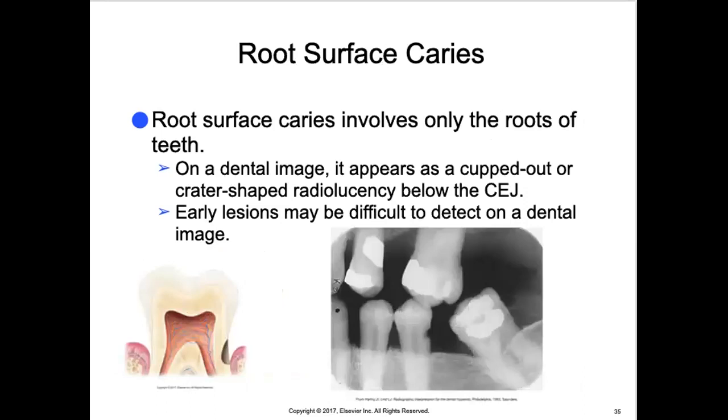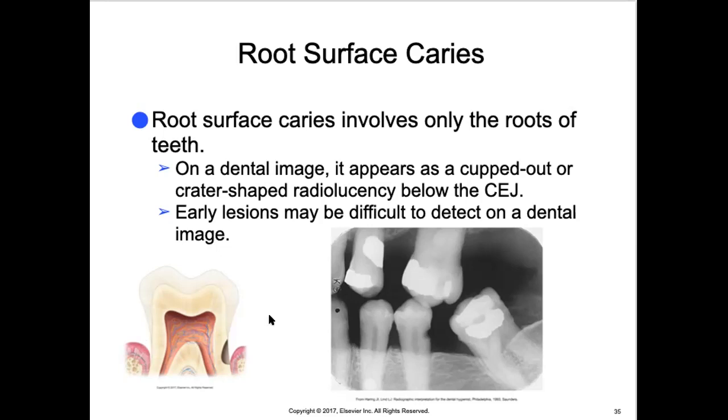Root surface caries involves only the roots of the teeth. On the dental image, it appears as a cupped out or crater-shaped radiolucency below the CEJ. The CEJ is known as the cemento-enamel junction. That is this area here where the enamel ends. And here is the cementum, or the root surface of the tooth. So that cemento-enamel junction here is what they are talking about. The CEJ is not to be confused with the DEJ. The DEJ would be this line here. Instead, the CEJ is talking about this bottom portion of the enamel where it kind of tapers off into the cementum.